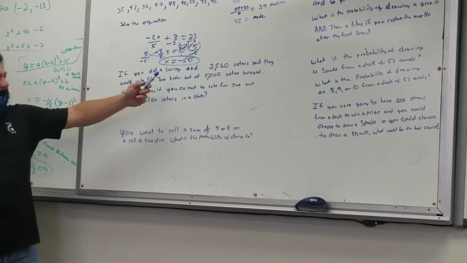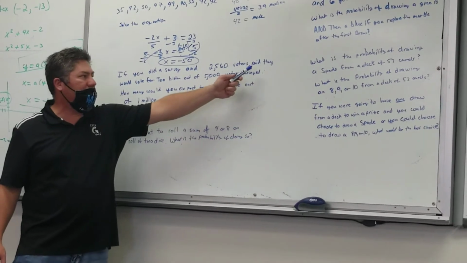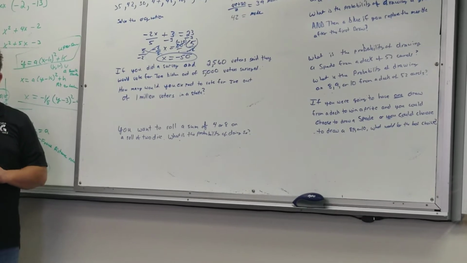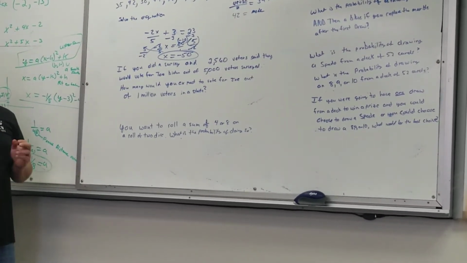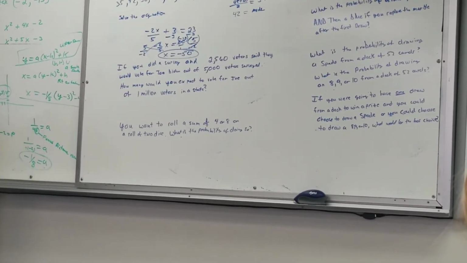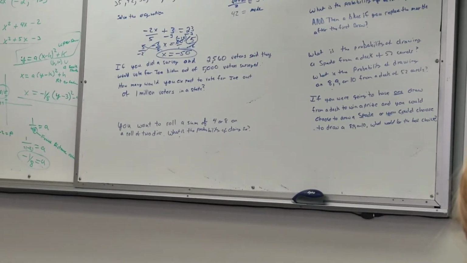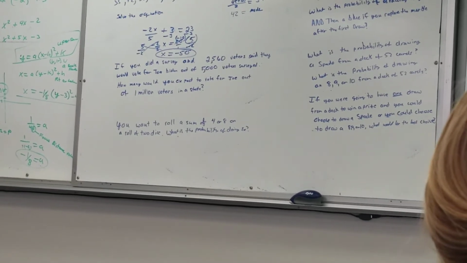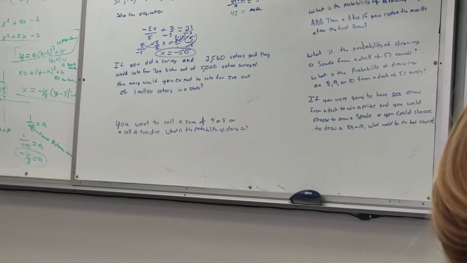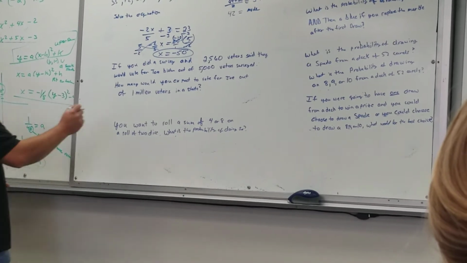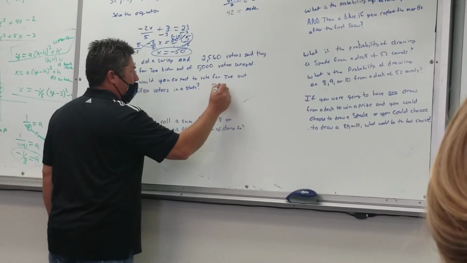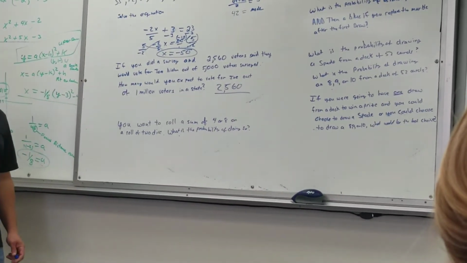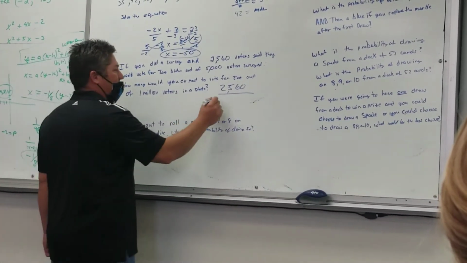So if you did a survey and 2,560 voters said they would vote for Joe Biden out of 5,000 voters, how would I write that as a proportion, first of all, or a ratio? How would I write it as a ratio? 2,560 over 5,000. Good. So the first thing you want to do is write it as a ratio. And by the way, Sage, this is the type of stuff that's on that ratio quiz thing. Okay, out of 5,000.